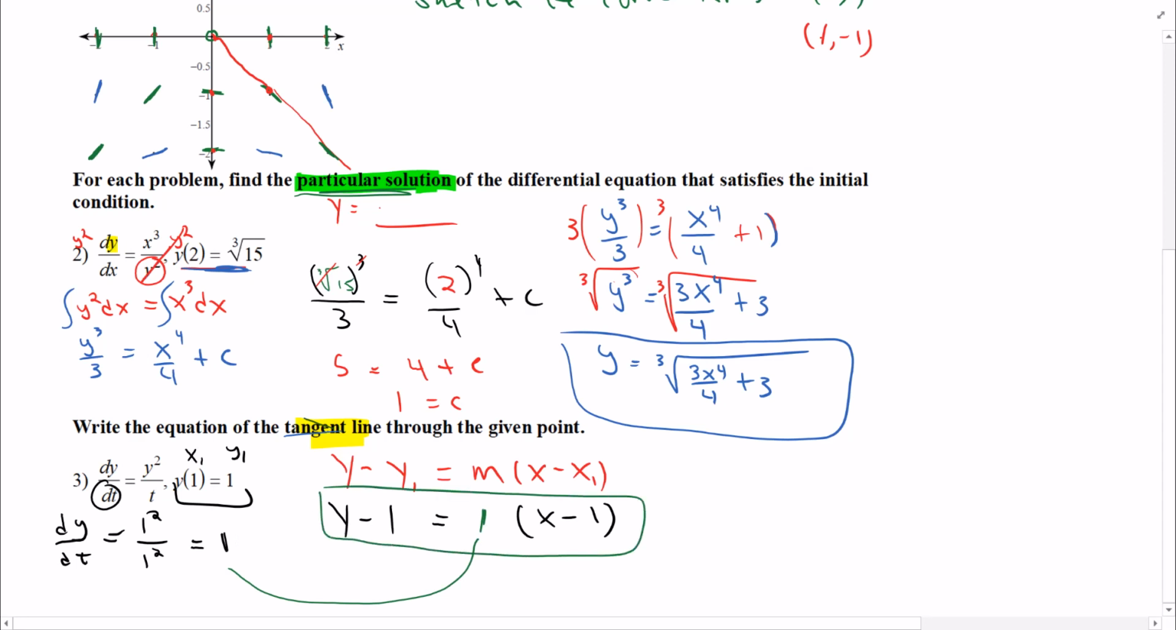All right, so it's almost easier than the other ones because they give you the derivative already. You don't have to take the derivative to find the slope. It's already given to you. And they give you that other point as well.